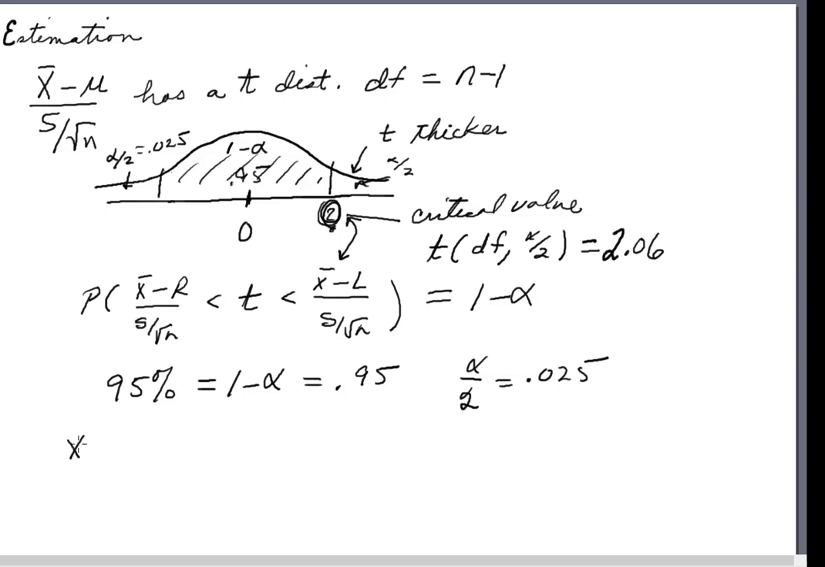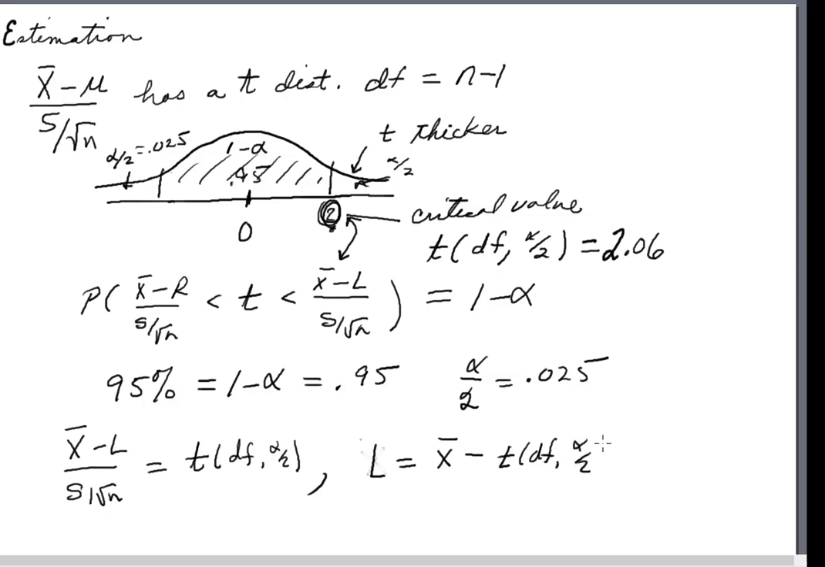Where are we now? Now we can say x bar minus L over s over the square root of n is equal to 2.06, but I think I'm going to write that as t degrees of freedom alpha by 2, and then I'm going to solve for L. So we would multiply both sides by this. We would push the L over, transpose. We would push the x bar back. If I did all that, I would have L is equal to x bar minus t df alpha by 2 times s over the square root of n.